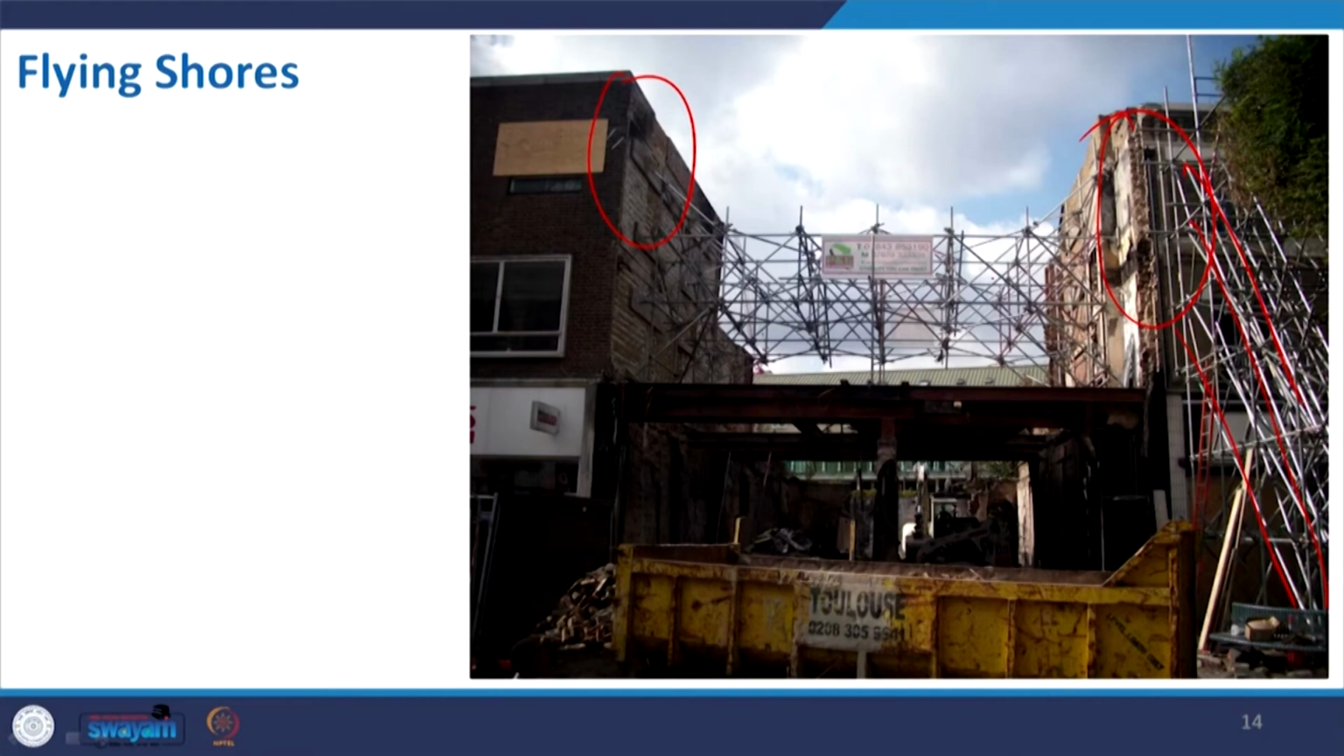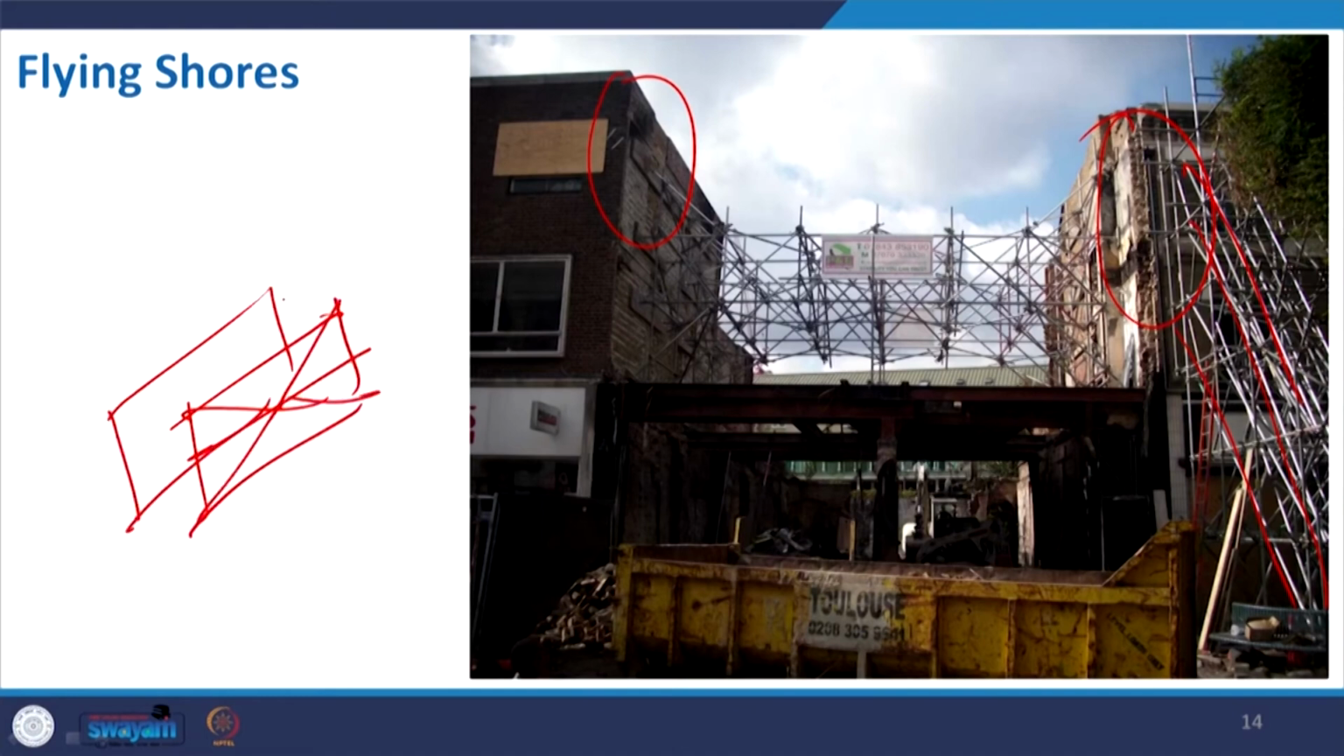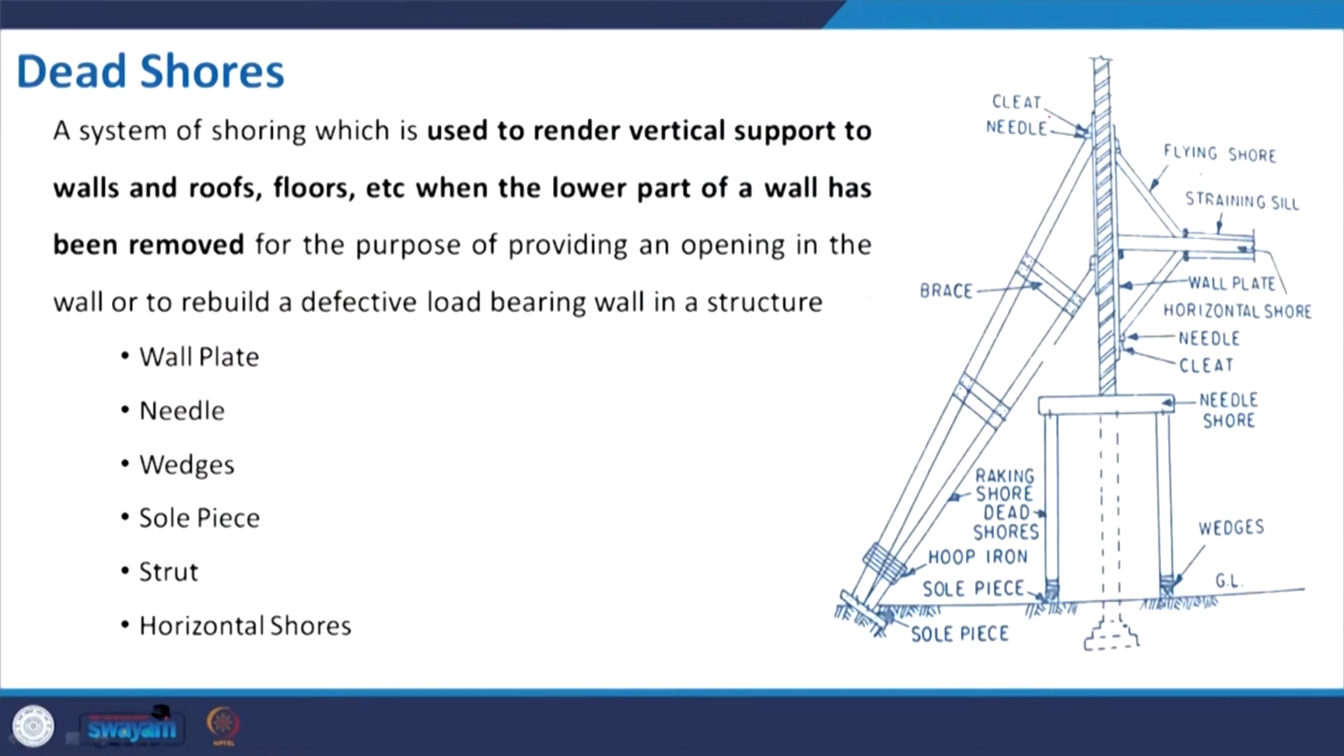So, for that they are making some kind of arrangement like this, and that was also cross sections. We have to create multiple such flying shores, in multiple numbers depending on some spacing, so that it will give support to the deteriorated or damaged building or the unsafe structure.